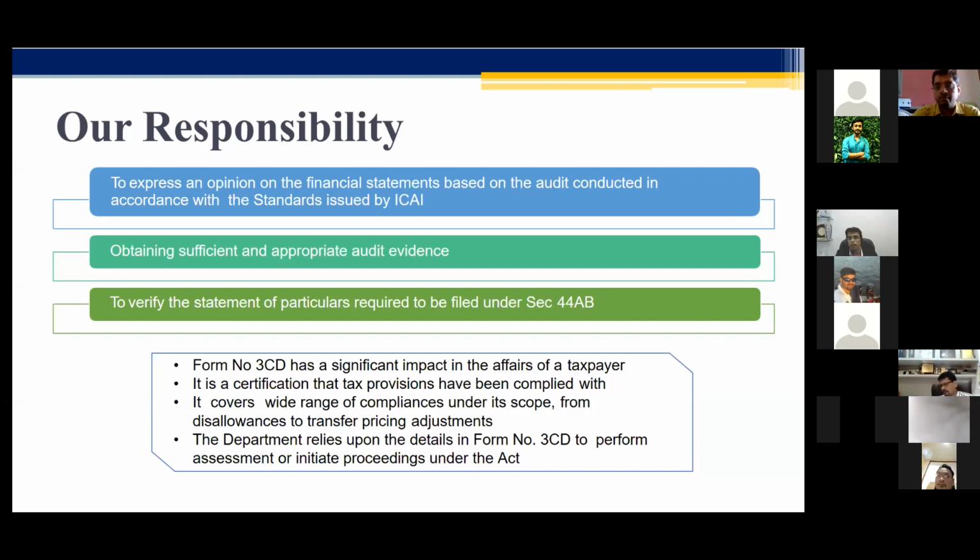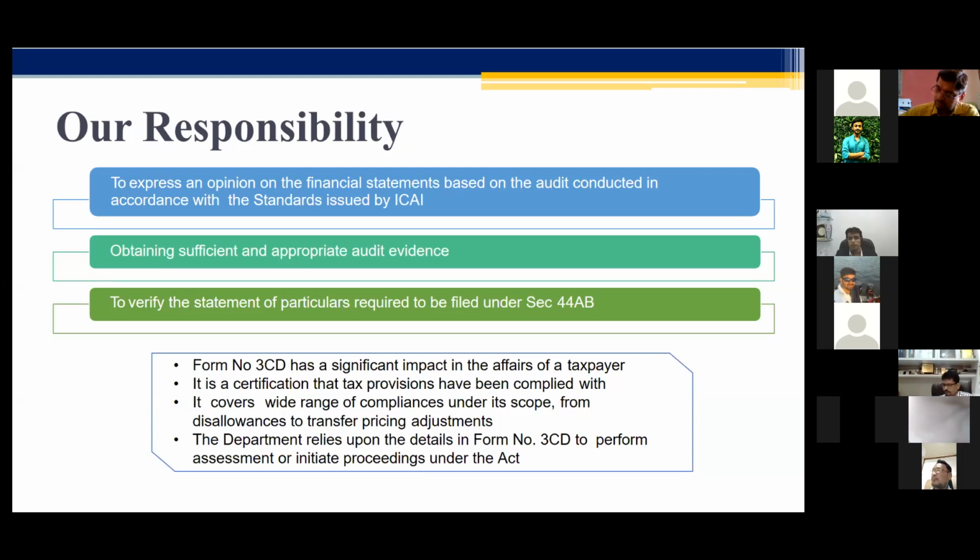Obtaining sufficient and appropriate audit evidence. Now, of course, this is broadly our responsibility. Audit evidence is quite a detailed thing. If there's a full session on it, we may go into it. What is an audit evidence for each type of transactions, each type of clauses? There are different types of audit evidence which are prescribed in detail for our guidance.